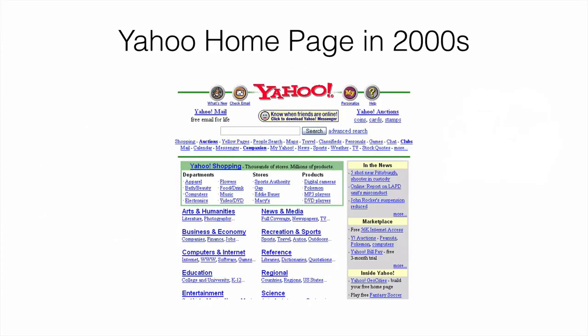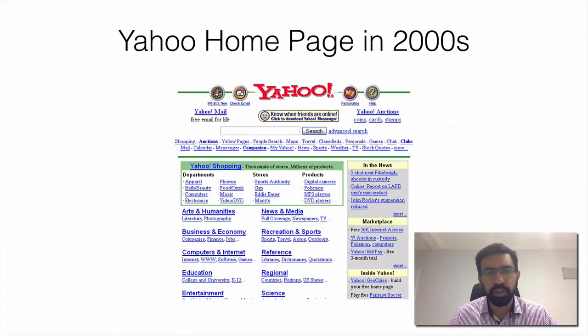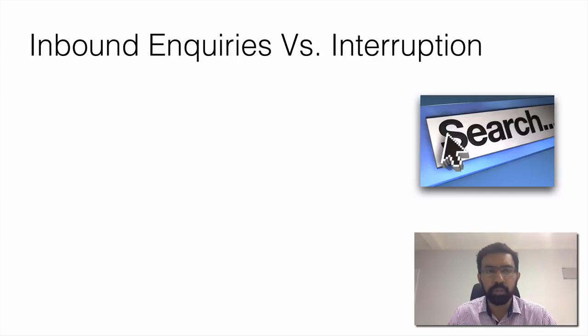So this was the first Yahoo's homepage in the 2000s. You could look at, it was not just the search feature that Yahoo had. They had different businesses listed within different categories. So you could look here. So you have business and economy, computers and internet, education. So it was basically a business directory and people could search within that business directory, right? So that's how it evolved from yellow pages.